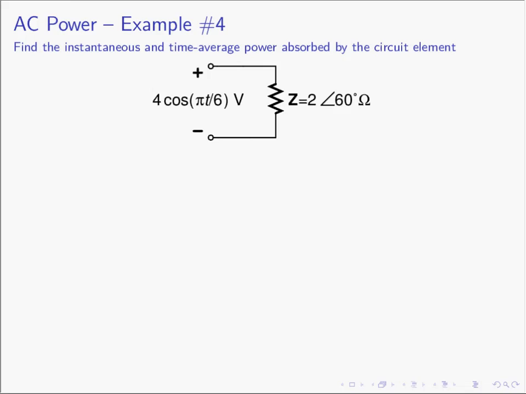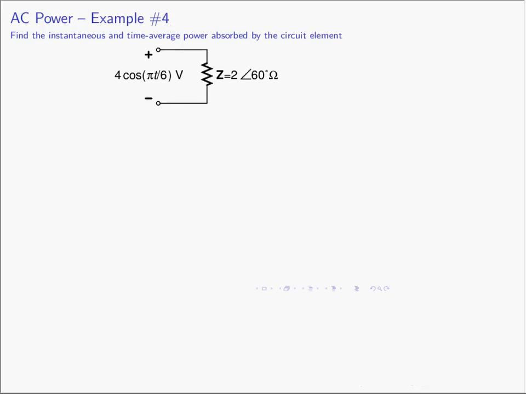Let's do another example. So here we have a case where we have a voltage 4 cosine pi t over 6 volts, and it's placed across an impedance of 2 angle 0. So we need to find the current. We're looking for the power, so we need the passive sign convention. So I'm looking for this phasor, and I always begin by putting my omega up in the corner. Our omega is going to be pi over 6 radians per second. And so now I can find what I is.